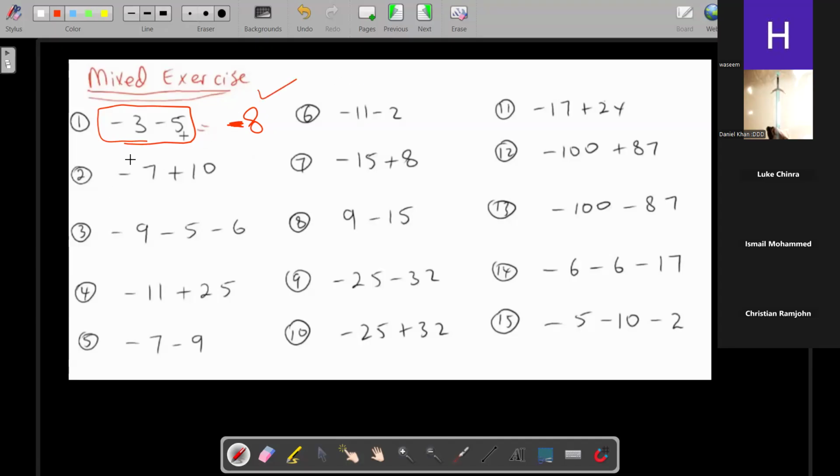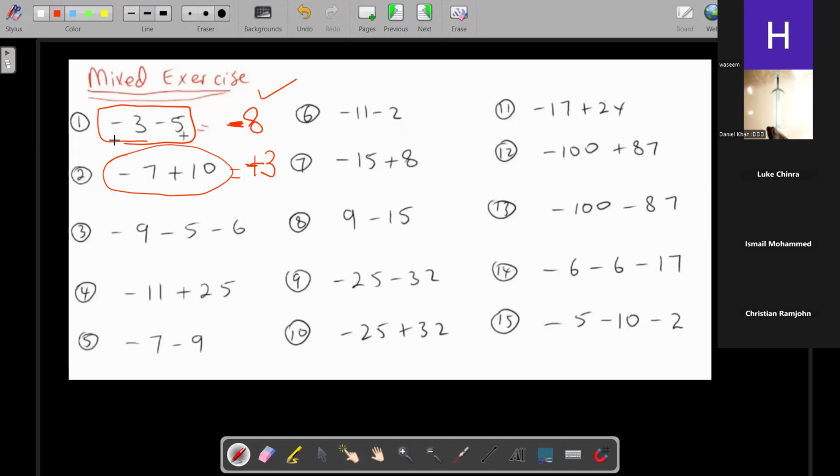Second one, Ismail. A negative and a positive is a negative. So 7 minus 10 is +3, sir. Positive 3. Right? But I'll listen to the explanation.